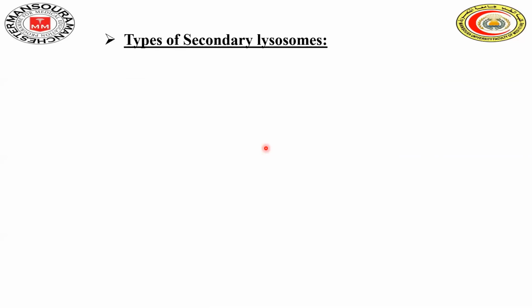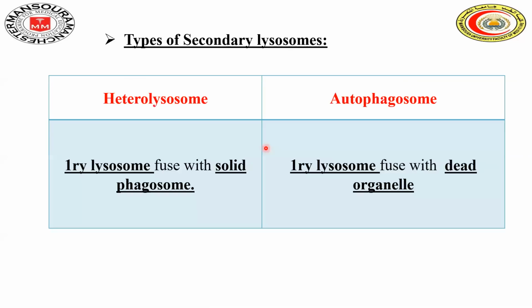Regarding the secondary type, it is subdivided into two types. Secondary lysosome include heterolysosome or autophagosome. Both are secondary, both starting digestion. But what is the difference between them? Hetero means that it is originating from primary lysosome, but this primary one fused with solid phagosome. Phagosome means foreign body. It is not a part of the cell. It is about material getting inside the cell from outside. So the word phagosome is a foreign body entering the cell.